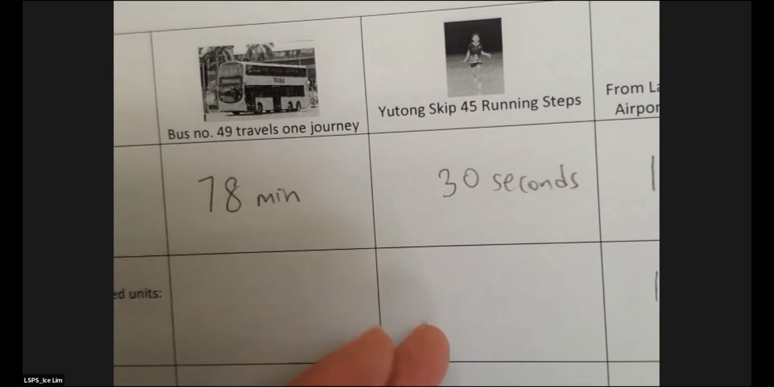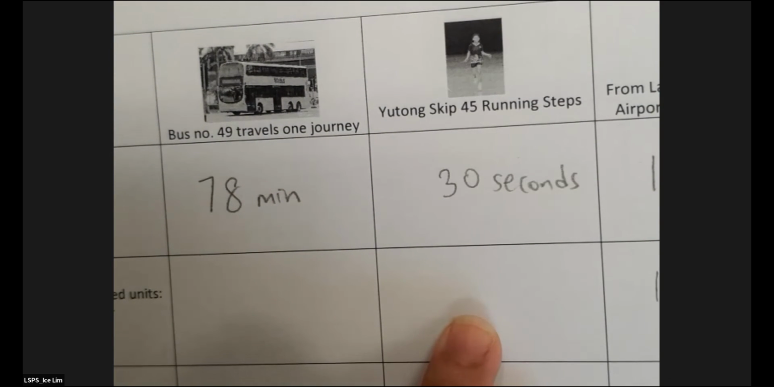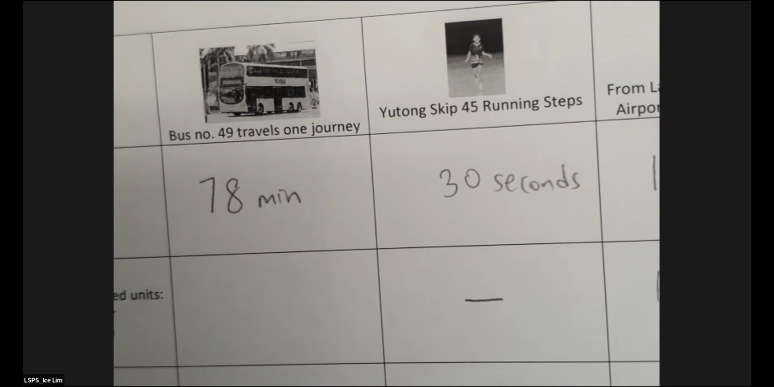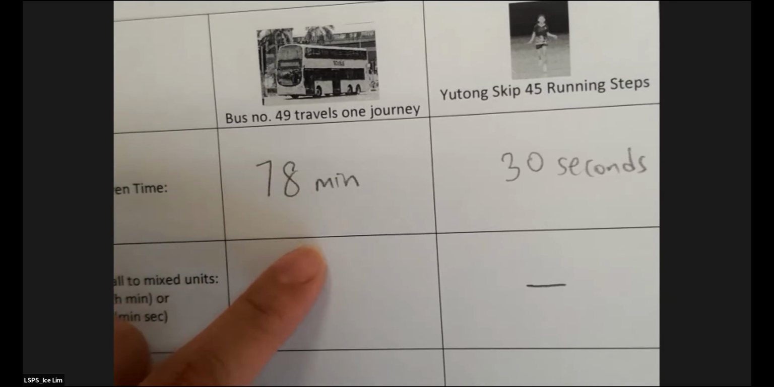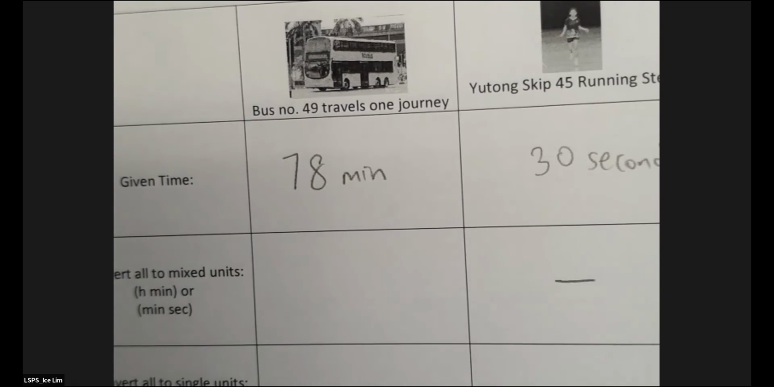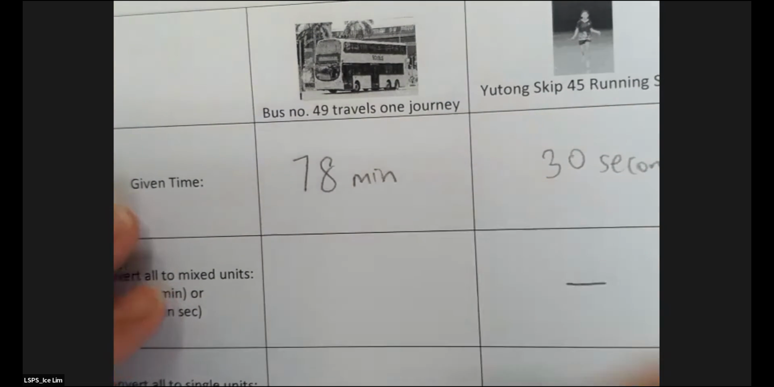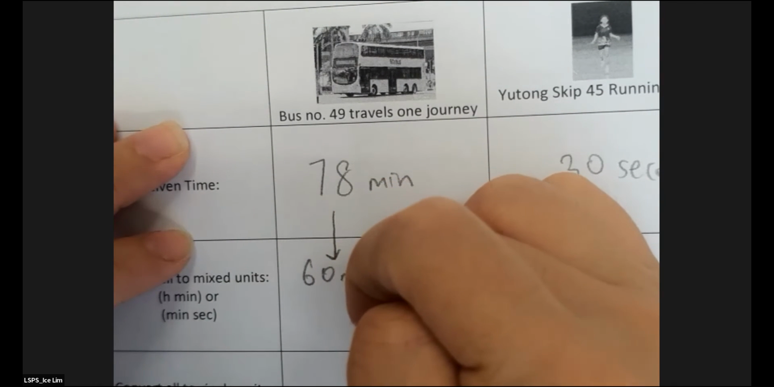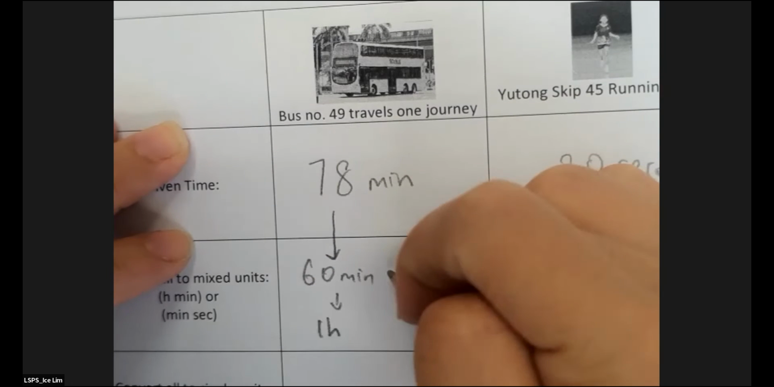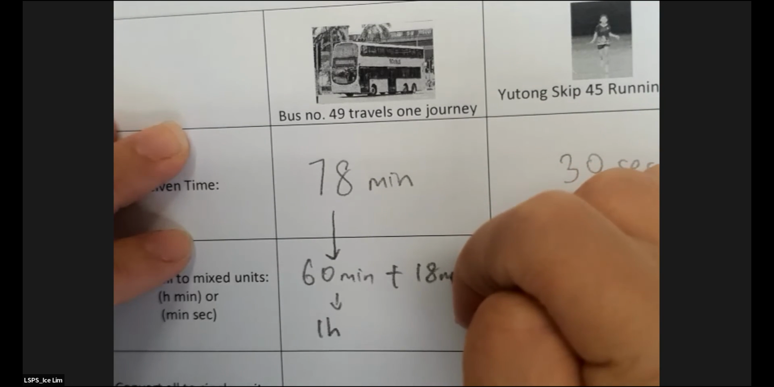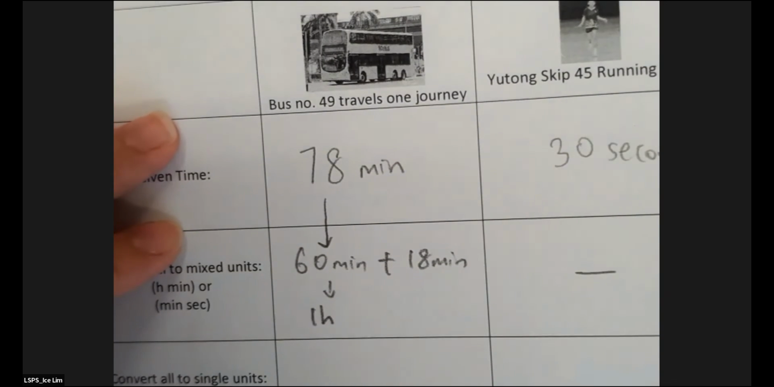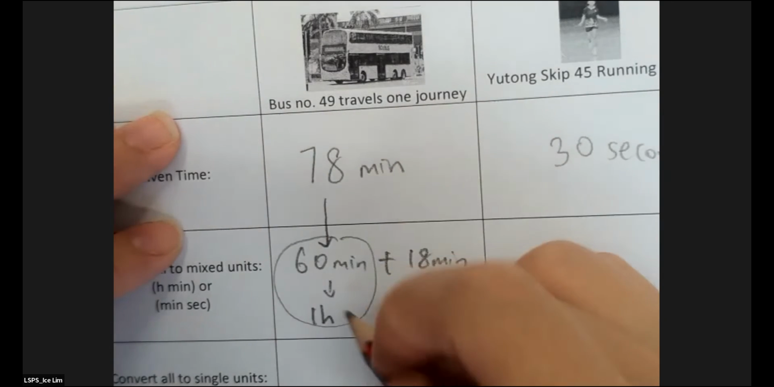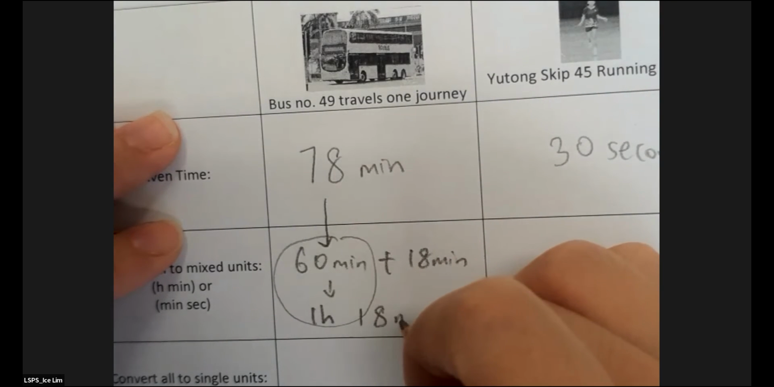Can I say I use mixed units for 30 seconds? I think this is impossible. 30 seconds is just 30 seconds. Now, can I change this 78 minutes into mixed units? How do you get 1 hour and 18 minutes? Very good. So 78 minutes, I know that is 60 minutes, that's 1 hour plus 18 minutes, because I know that 1 hour is 60 minutes. So I can say it's 1 hour and then 18 minutes.